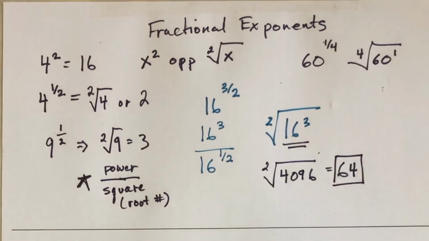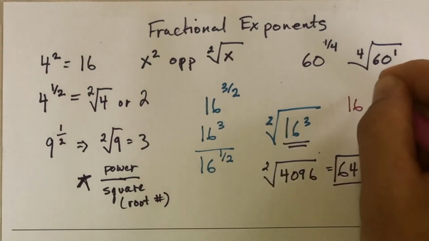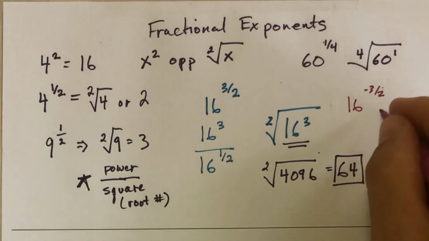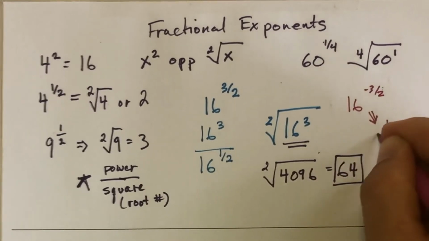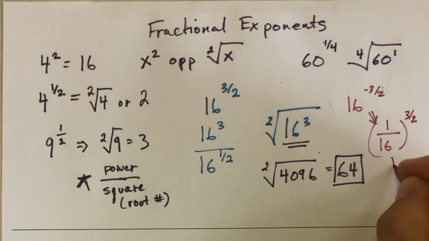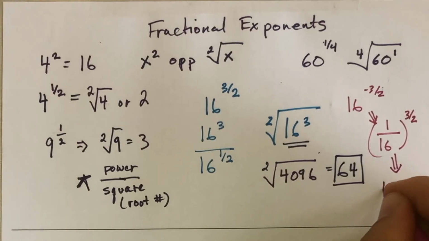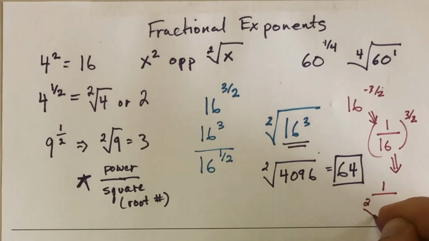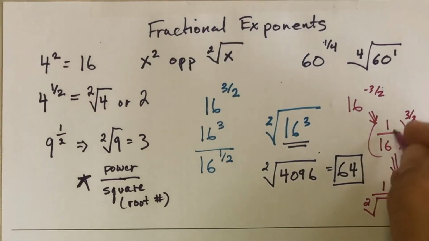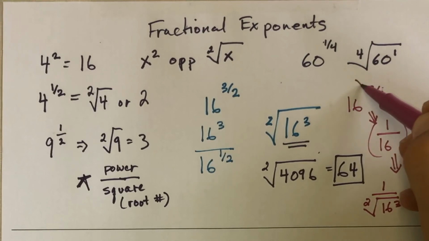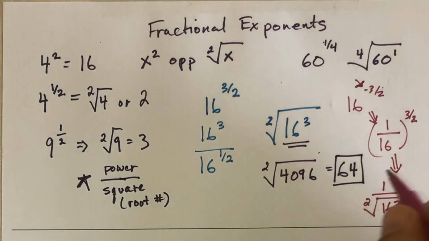And yes, you could end up with a negative, where you have 16 to the negative 3/2, a little bit different. Just again, take the inverse, that's 1/16, and then you'll do your 3/2 here, and it'll just end up being 1 over the square root of your 16 to the third. That would be if you did have a negative here.